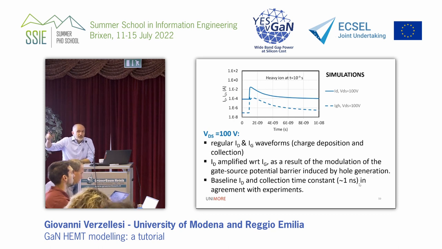Electrons exit the device from the drain, holes exit the device from the gate. And you have a peak in both drain current and gate current. And then, following the peak, there is a relaxation, because holes and electrons need to be collected. And this can happen in a finite time. They are deposited in a very short time and then are collected in a longer time.